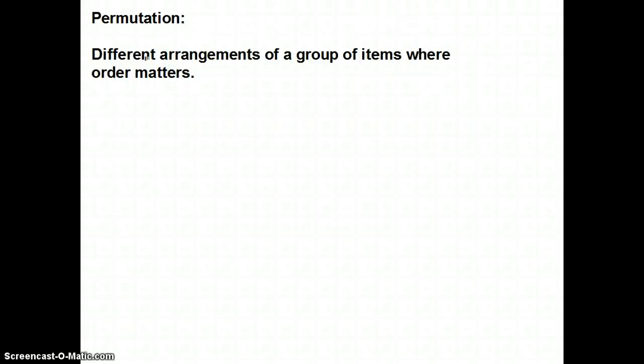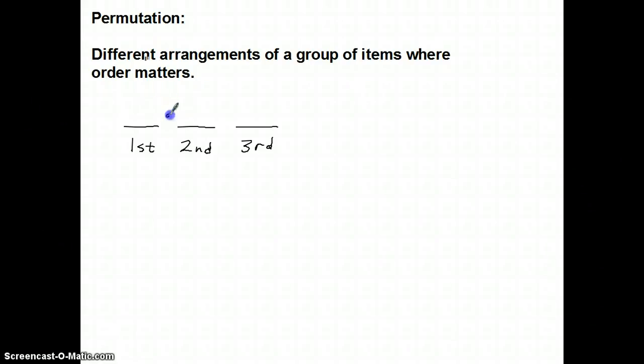Okay, so we're going to move on to permutations right now. A permutation is a different arrangement of a group of items where order matters. The ordering matters in the group of items. So let's think about a race where we have first place, second place, and third place. And let's say that there are 5 people in the race.